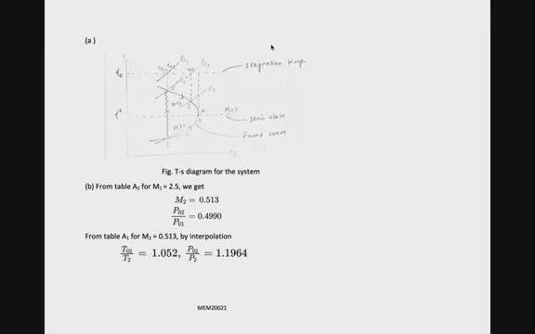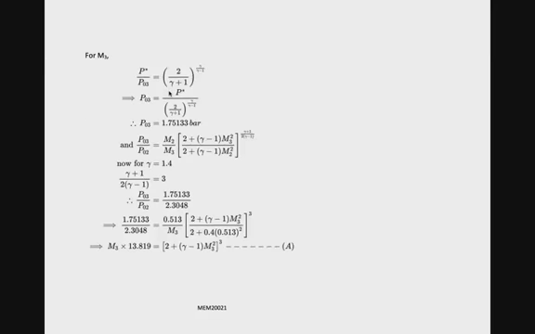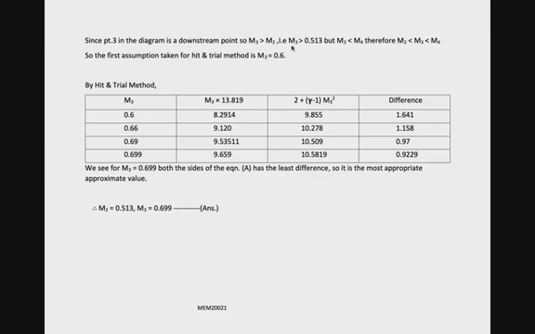Since we know that as Mach number increases, the entropy also increases with it, we can clearly say that M3 will be greater than M2 regardless of the value of M3. That is, M3 is greater than 0.513, which is the value for M2.